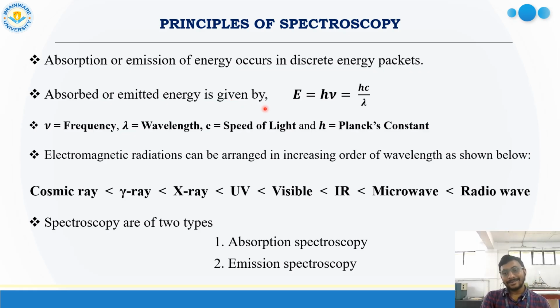The principle of spectroscopy is that when light interacts with matter, the energy is either absorbed, and then we measure that energy. If we are measuring the amount of light absorbed, that spectroscopy is called absorption spectroscopy. Another thing may happen: energy is absorbed, but when the molecule goes from the high energy excited state to the ground state, it emits light. If we measure that emitted light, it is called emission spectroscopy.